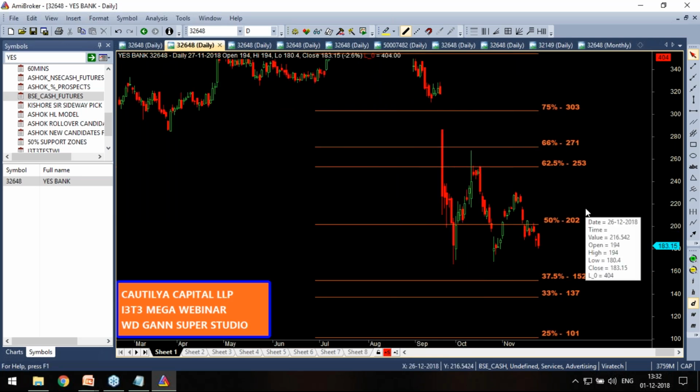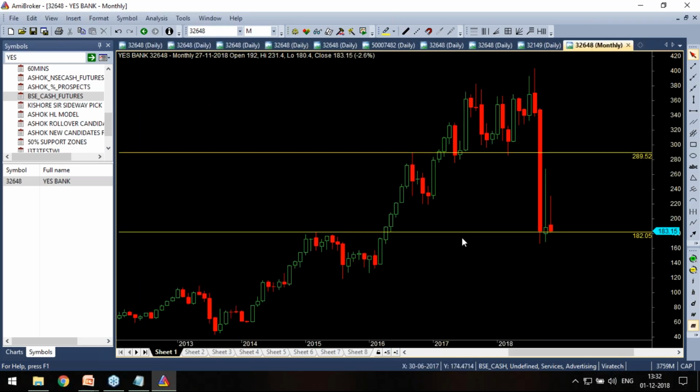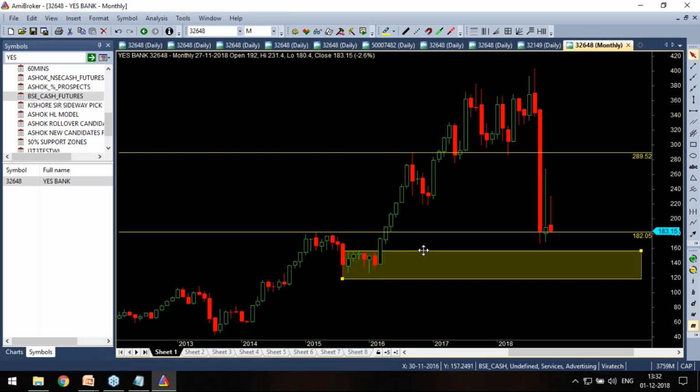Let's see. So from a price action perspective, let's come back. From a price action perspective, there is a strong zone here. This zone has to be respected because this is a fresh zone. This is a very fresh zone.